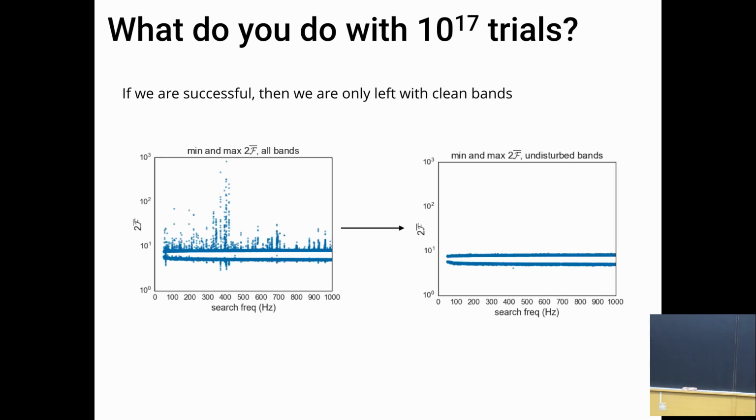And if we're successful, then we're only left with clean bands. So what we see here on the left is the detection statistic. This is the maximum and minimum detection statistic for all these bands. And you can see there's a lot of lines in these search bands where things are not consistent with being uniform. So we make a cut and we say anything above a 2F of this or below a 2F of this, we're going to cut from our search. When we do that, we have something that's very clean, and we can then put only these search bands through our automated algorithms.